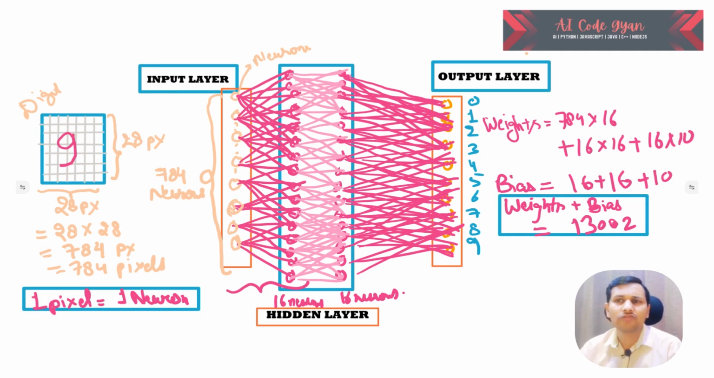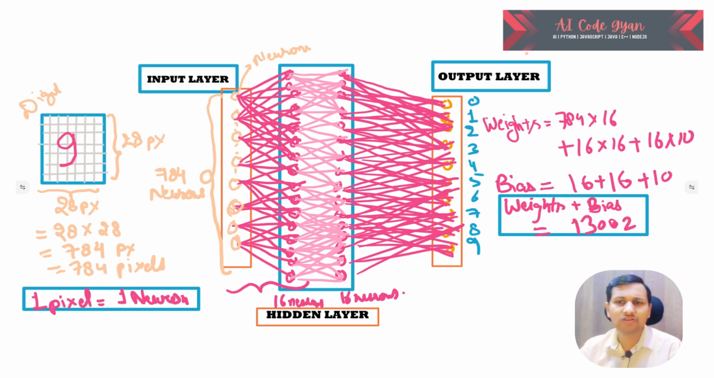Now let us see an example of a neural network. Here we are going to recognize a digit 9. Suppose the input digit is 9. We have different formats of digit 9 which are available. We'll divide the image into a 28 pixel by 28 pixel box, and this will represent 784 pixels, and 1 pixel will be equal to 1 neuron. So here 1 pixel will be represented by 1 neuron.